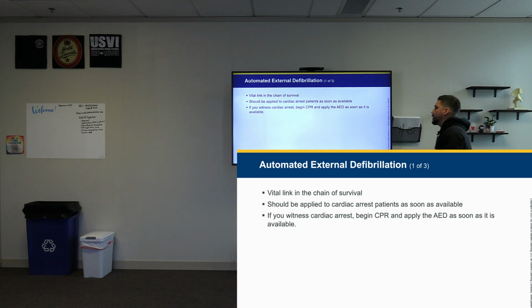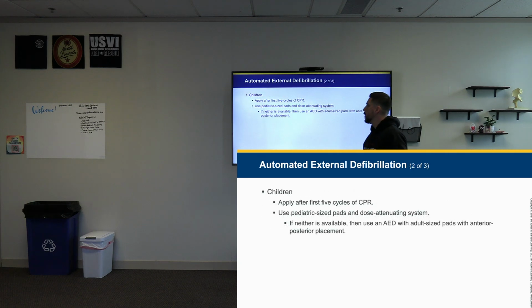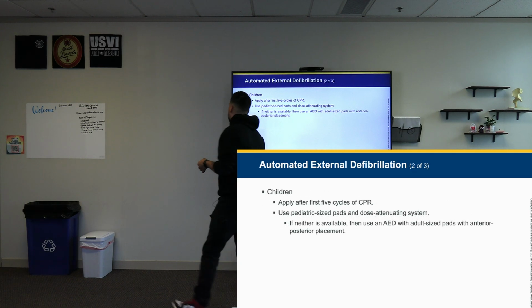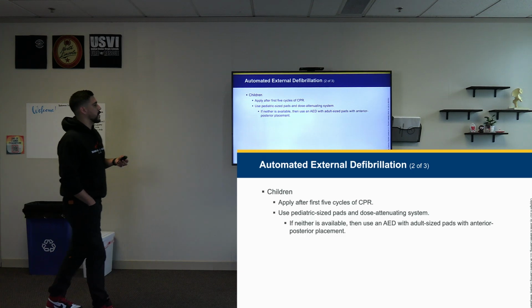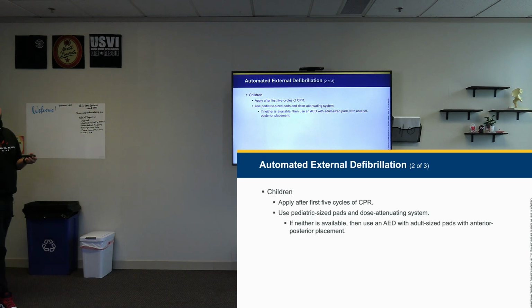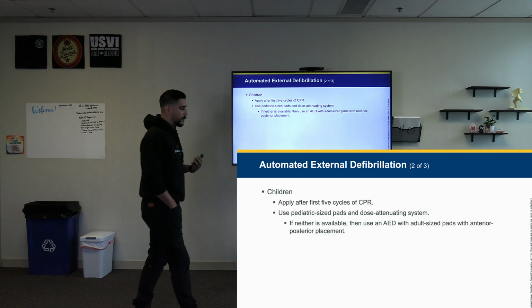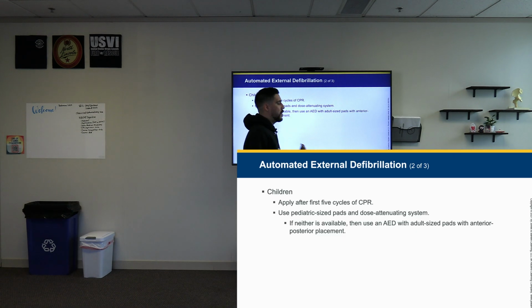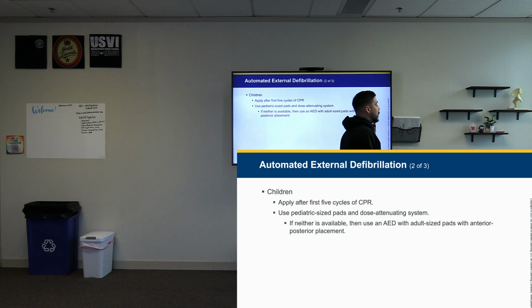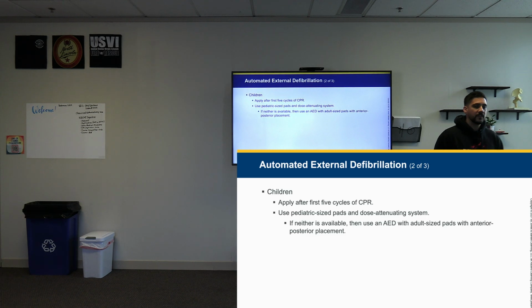Now, if you witness a cardiac arrest, start CPR, get that AED on as soon as available, okay, as soon as you have it there. Now for kids, apply after first 5 cycles of CPR. We want to make sure that we are oxygenating them as best we possibly can before we shock that heart, hopefully into a normal rhythm, because we want to make sure that as soon as that heart reestablishes a normal cardiac rhythm, that we are going to immediately begin reperfusing everything that was not being perfused prior.